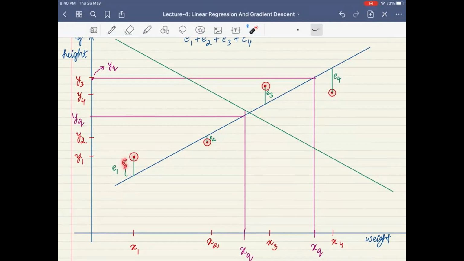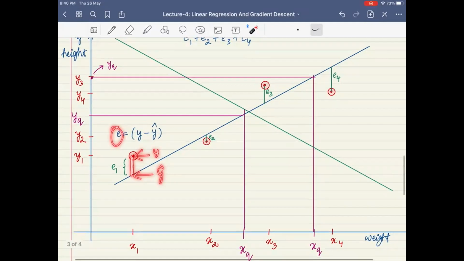I mean, this error is positive, right? It's above the line. What is the error? The error is y minus y hat. What is y? Y is the correct value, the true value, which is this. What is y hat? Your model's prediction, this value. Y minus y hat is the error, right?